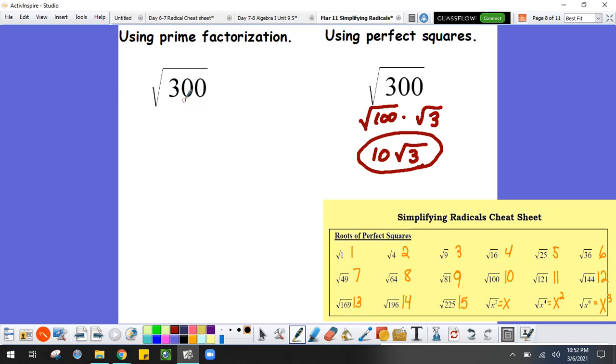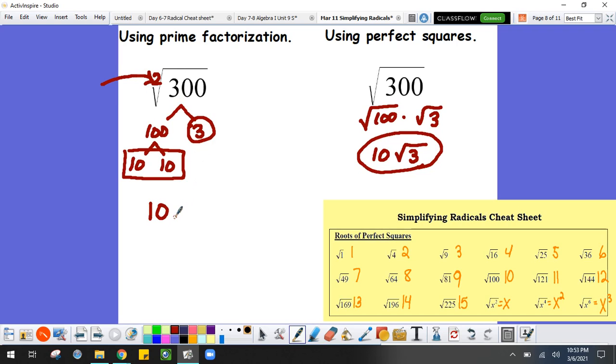On 300, I might even do the same thing. I might use my prime factorization. I might even still do 100 times 3. 3 is a prime number. And then when I do 100, I get 10 times 10. 10 and 10 are not prime numbers, but don't forget, I am looking for two. So I just found a pair of the same factors. That means 10 gets to come out from under the radical. 3 does not have a buddy, so 3 stays under the radical. Same answer, just a different way of thinking about it.